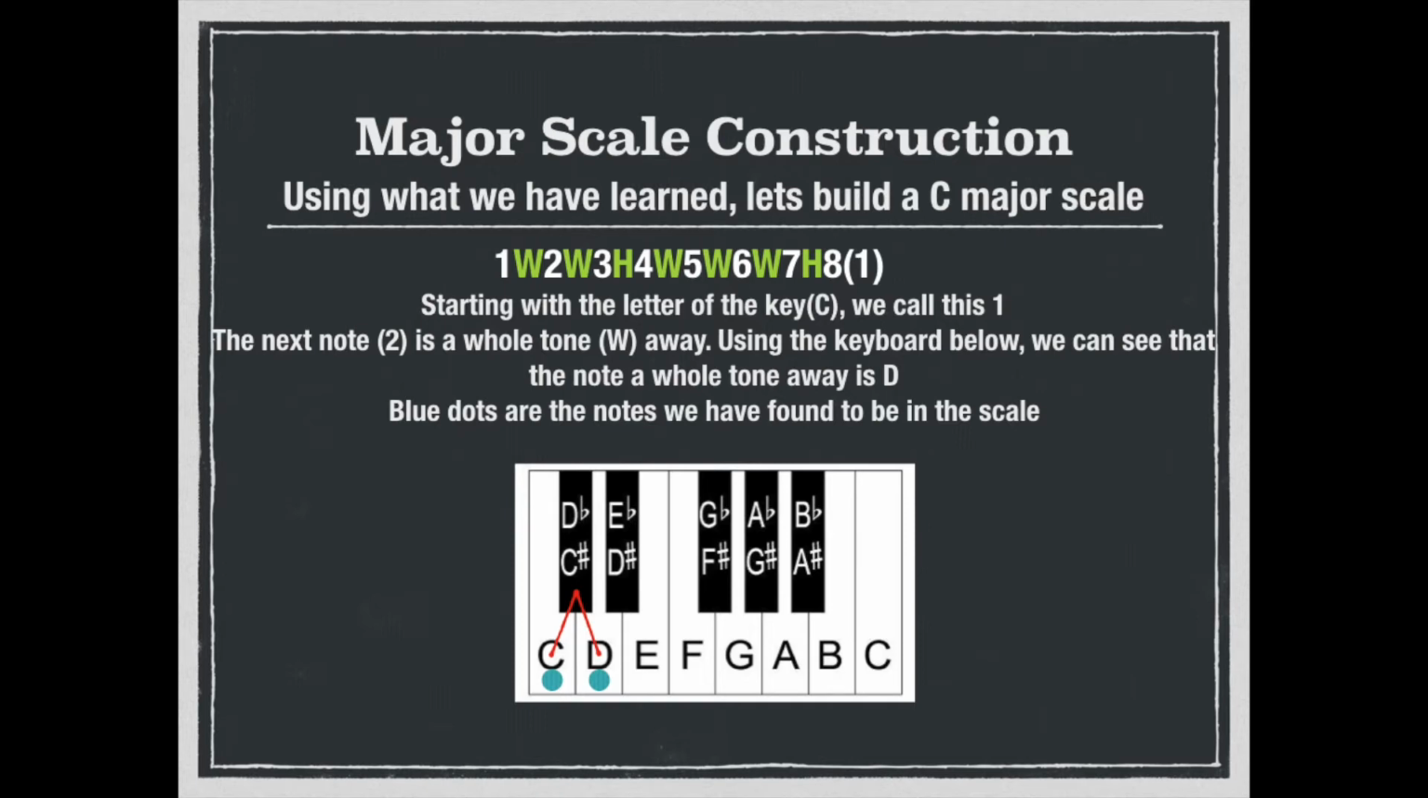So if you look at where it says 1W, 2W, 3H, that's the notes, that C is 1, and then we go a whole. The green letters are the intervals, and the white numbers are the number of the note in the scale. So 1, go up a whole tone, to 2, which is D.